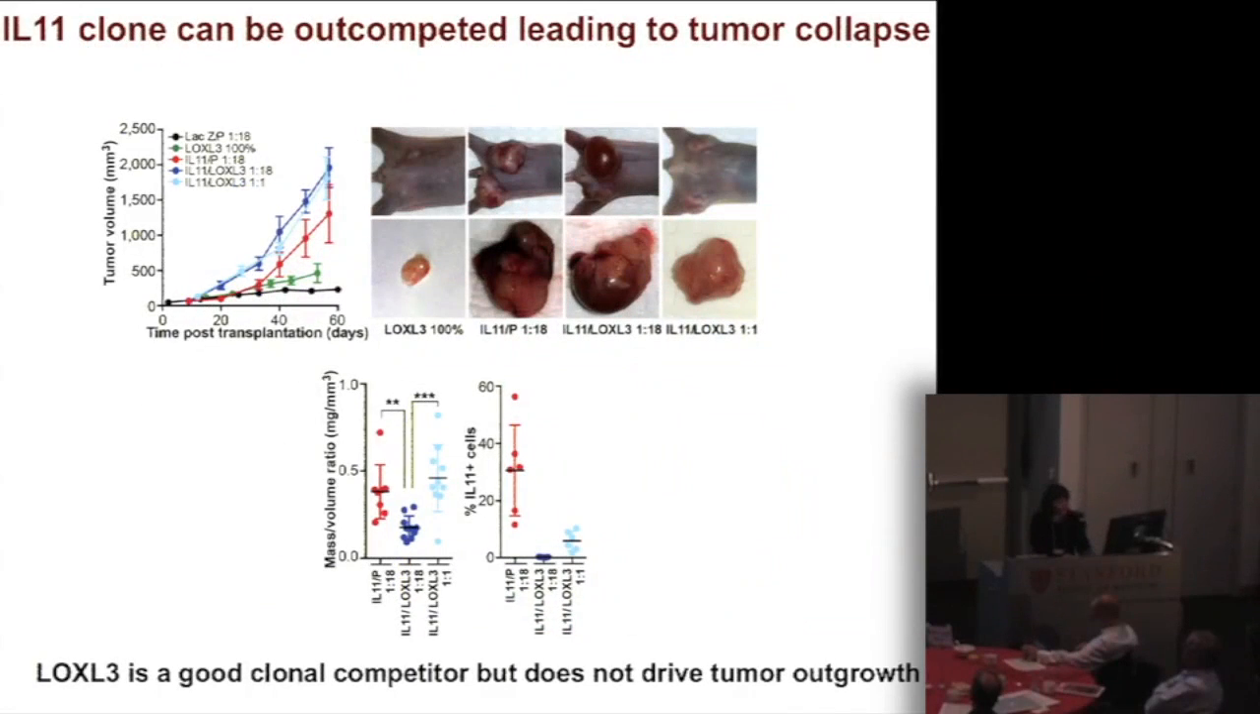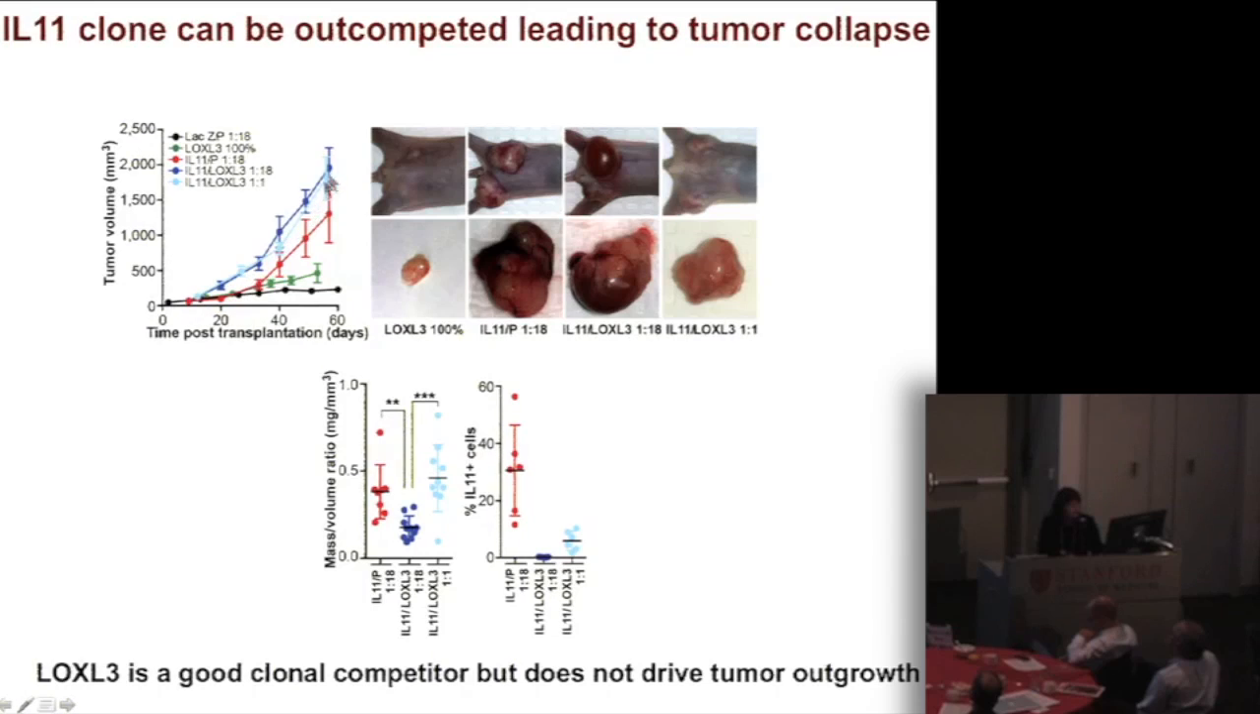But this raised the question: can we outcompete IL-11 in the tumors? Meaning, what would happen if we mix IL-11, which is not a good clonal competitor but is a good driver of tumor growth, with a clone that is a good clonal competitor but not a good driver of outgrowth? Basically, LogCell3, I showed you previously, is a very good clonal competitor, but the tumors are small, so it's not able to drive the outgrowth of the tumors. IL-11 tumors are big, and then we generated 2 different ratios of IL-11 plus LogCell3 clone, 1:1 and 1:18.